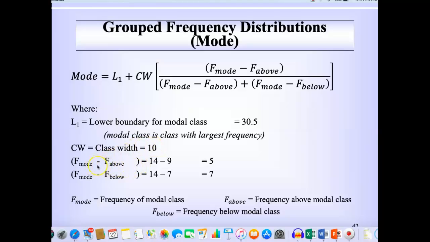And then we can do the calculation. F mode minus F above, 14 minus 9 is 5. F mode minus F below, 14 minus 7 is 7. So we can just place these figures in our formula accordingly. So remember, we'll have 30.5 plus 10 times 5 divided by 5 plus 7, which is 12.